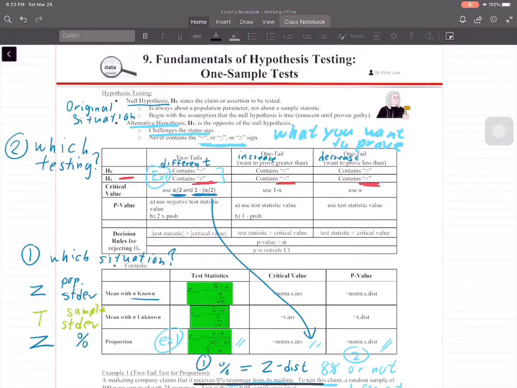So in summary, you have two questions that you need to ask. First question is which situation you're in. The reason you need to know which situation you're in is because you need to know which formula to use to calculate the test statistic, critical value, and p-value. And there are three situations and they all have different formulas. And for the second question, which testing are you dealing with? The reason why you need to know which testing you're dealing with is so that you can use the correct value and steps to calculate the critical value and p-value. So that's why you need to know the two questions.